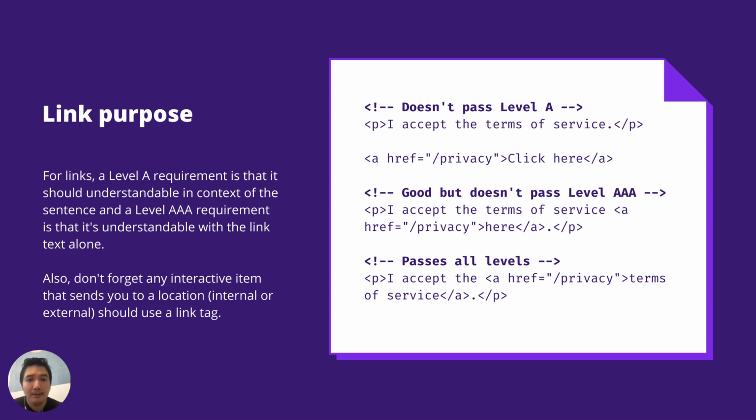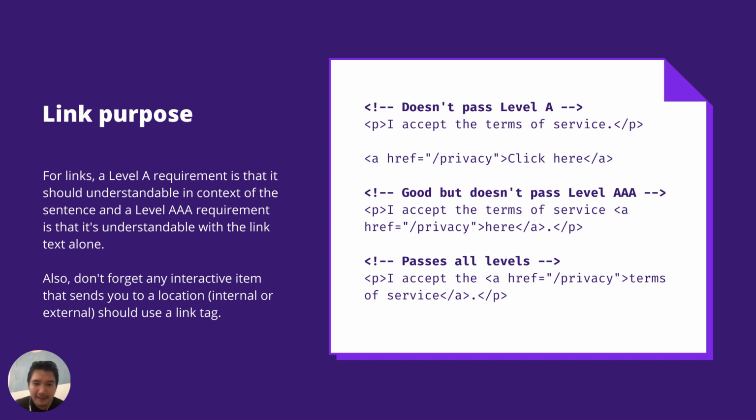So the first one, the link is separate completely from the paragraph tag, and there's just nothing there that really conveys the relationship between these things. So this won't pass a level A requirement. In the second one, it will pass level A. It doesn't pass AAA. I accept the terms of service here. This will work, and this is going to be what you have to do in some cases without reordering the words.